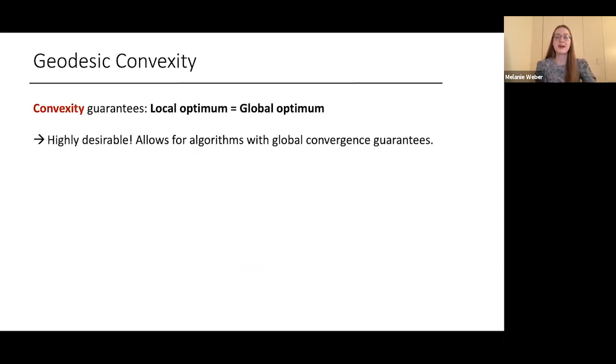One specific algorithmic benefit that you can get from this change in geometric lengths is geodesic convexity. As we know, when we perform optimization, it's always highly desirable to have convexity because that guarantees that a local optimum is also the global optimum. So basically, from any feasible initialization, our algorithm will converge to the global optimum.